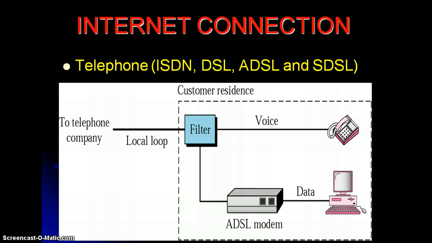ADSL stands for Asymmetric Digital Subscriber Line, which is the most commonly deployed type of DSL in North America. It supports data rates from 1.5 to 9 Mbps when receiving data, known as the downstream rate, and from 16 to 640 kbps when sending data, known as upstream rate. ADSL requires a special ADSL modem.